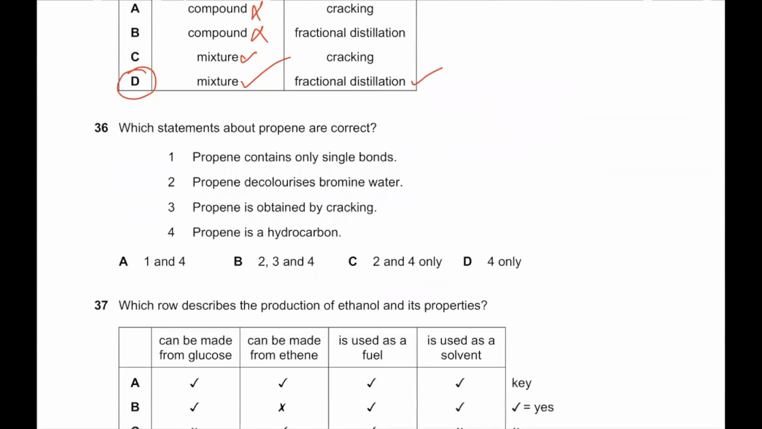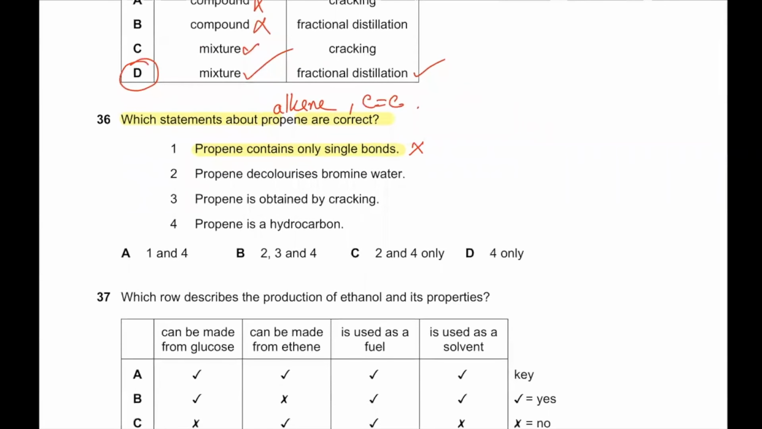Guys, question number 36. Which statements about propene are correct? Propene, as you know, is an alkene, so we need to be aware of that. There is a carbon-carbon double bond in an alkene. The first statement says propene contains only single bonds. You see, number 1 is wrong, so option A is gone. Then, propene decolorizes bromine water. Wherever there is a carbon-carbon double bond, it can react with bromine water. To test for unsaturation, we always use bromine water. So definitely number 2 is correct. Since number 2 is correct, D is wrong.